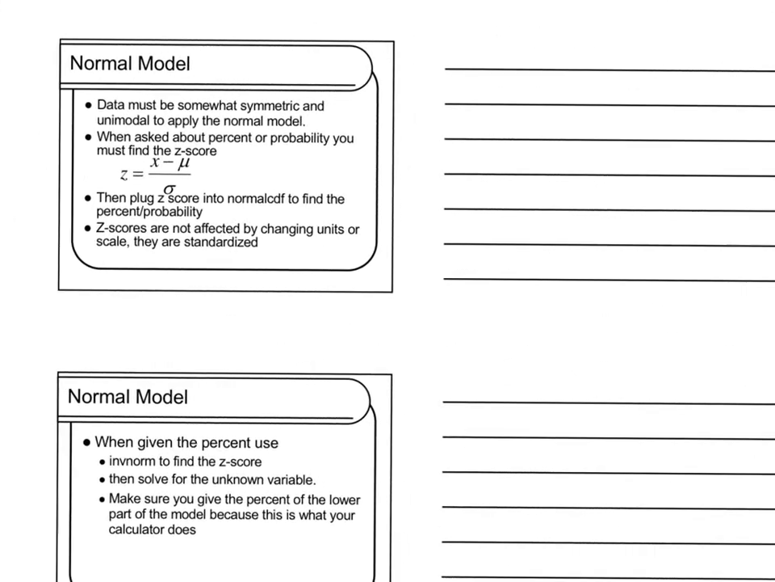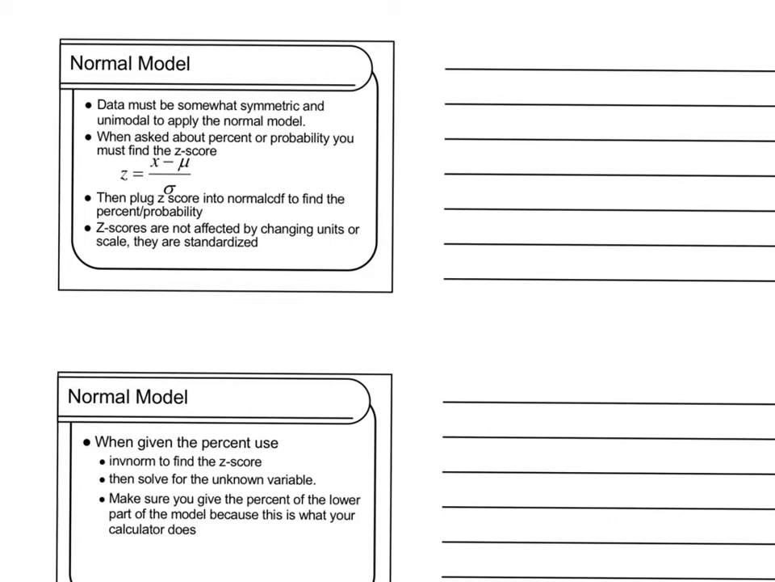The last thing we talked about was the normal model and calculating z-scores and finding probabilities based on that normal model. In order to use the normal model, our data has to be symmetric, somewhat symmetric, and unimodal. It doesn't apply to skewed data, data with really bad outliers, or data that is bimodal.